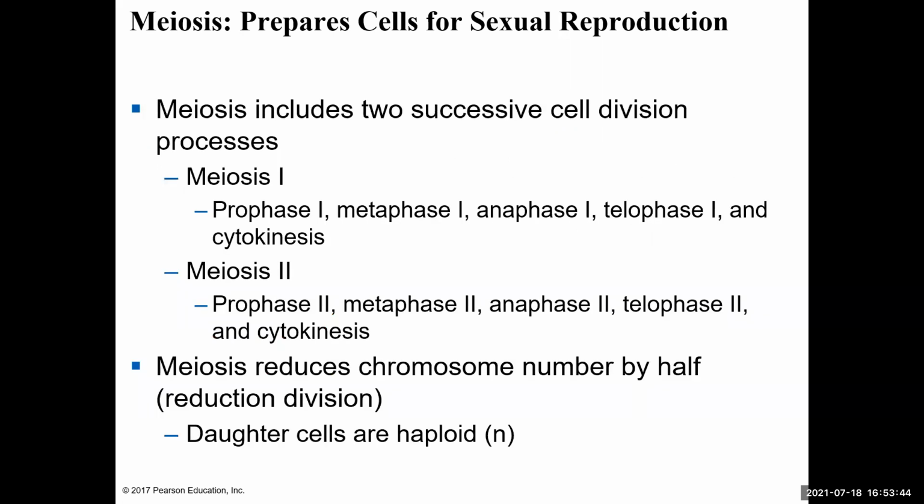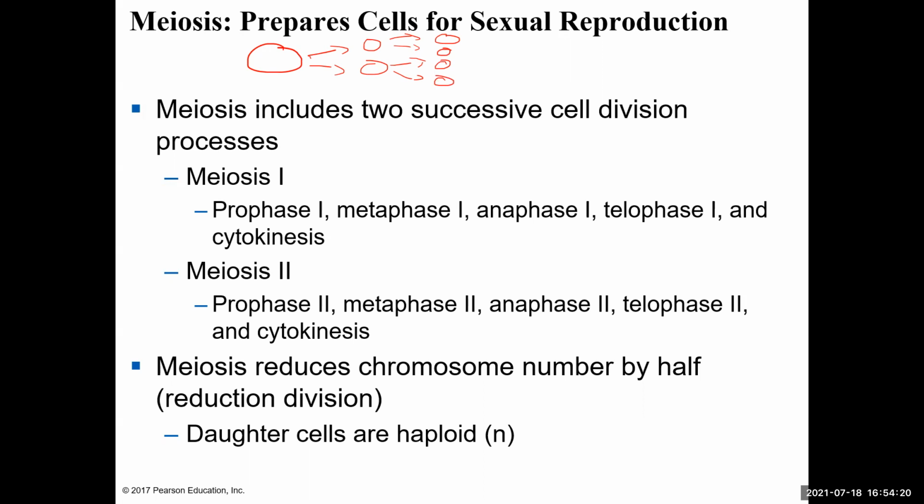Now, meiosis, like I mentioned at the beginning of the video, includes 2 cell division processes. So the cell divides 2 times. If you have one parent cell, it will divide 1 time into 2 cells, and then those cells will divide, and you end up with 4 daughter cells. Okay, so 1 cell turns into 4.